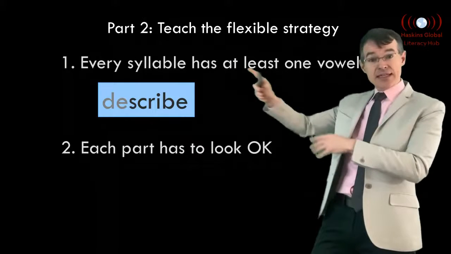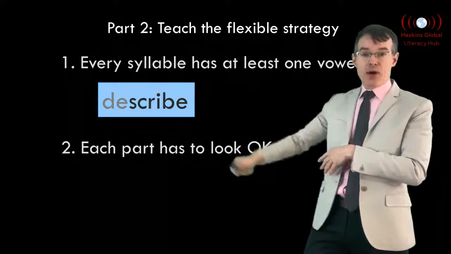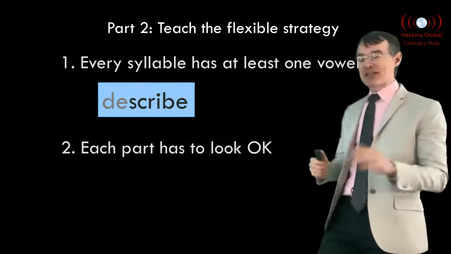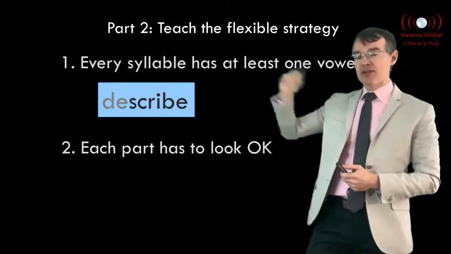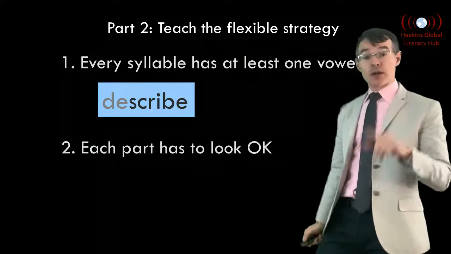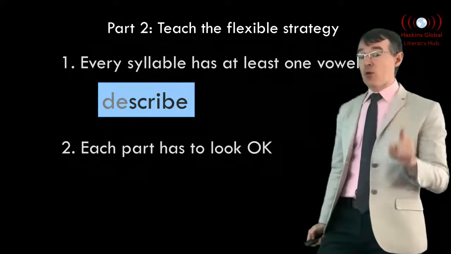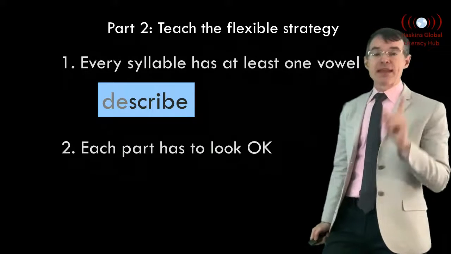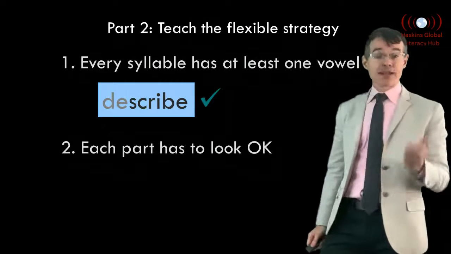We can break it into D and scribe, and now there's a vowel in the first part, and there's a vowel in the second part. The vowel consonant makes it a little bit trickier, but at least in this case, that's a fine way to break it. So you have a syllable in each one, a vowel in each one of those syllables. So that's the first thing that students need to learn, is every syllable has at least one vowel. The second thing that students need to learn is that every part has to look okay.